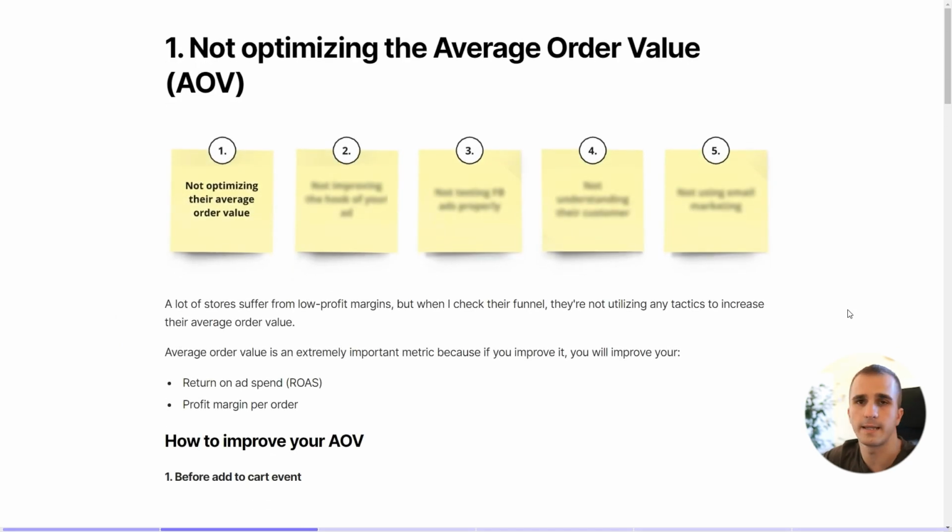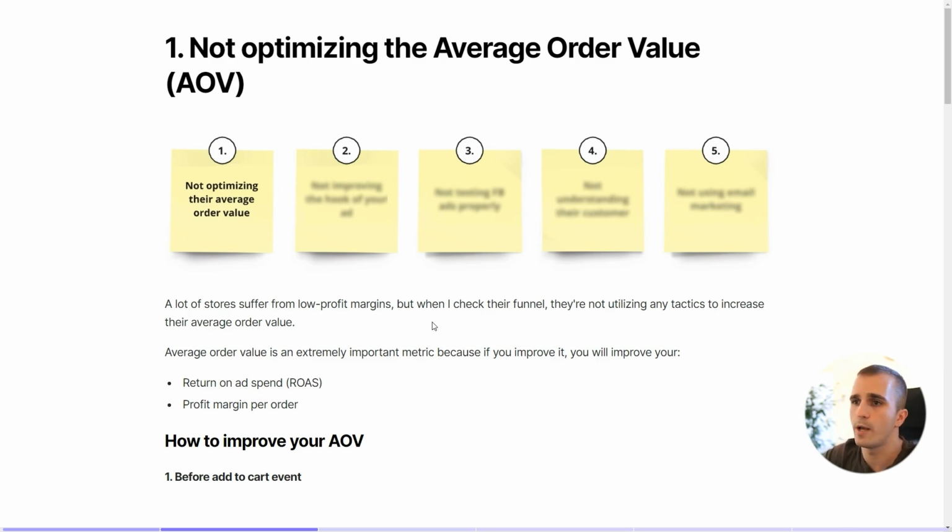The first mistake that we're going to cover here is that a lot of e-commerce stores don't optimize their average order value at all. So a lot of stores suffer from low profit margins, but when I check their funnel, I realize they're not utilizing any tactics to increase their average order value.